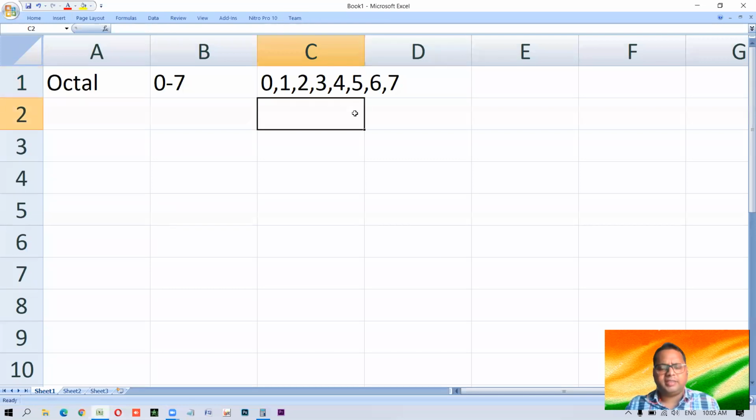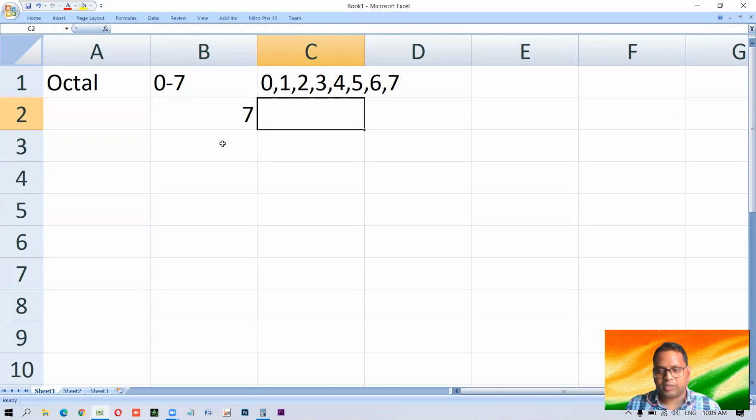I just want to tell you something. Now, which is the largest number in this series? Of course, 7 is the largest among them. Okay, so 7 is the largest number. What is the binary of 7? There are a lot of ways to find binary.